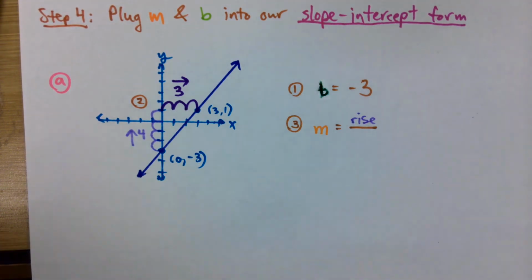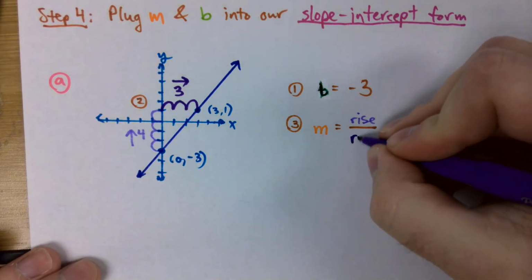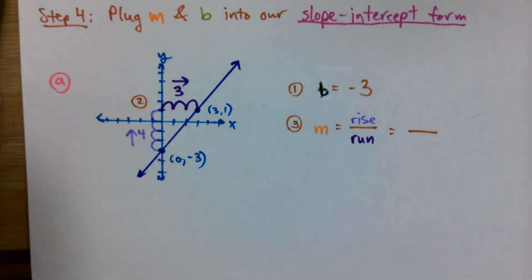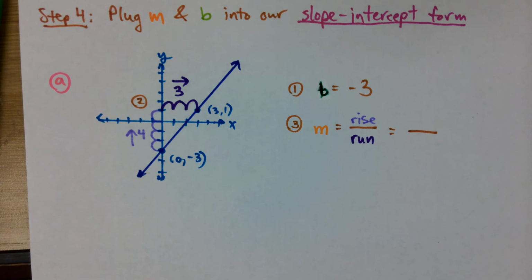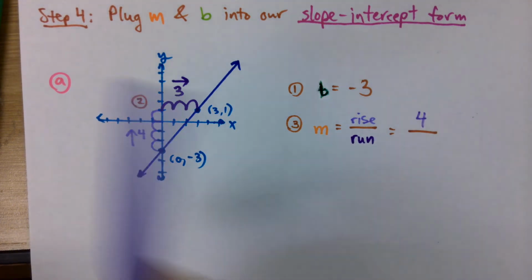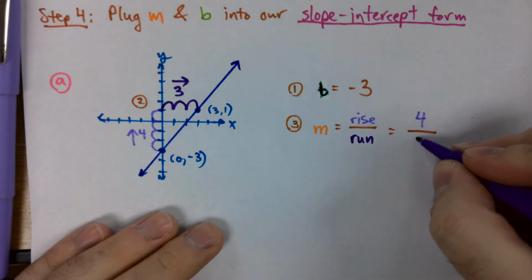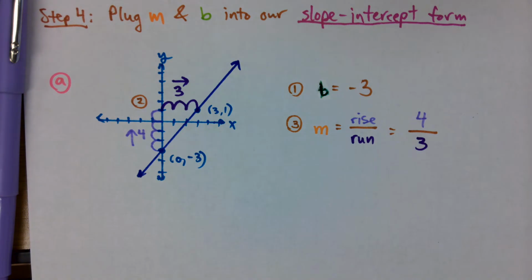Third step is we're going to put rise over run in a fraction. What was our rise again? What's our numerator going to be? +4. And what's our run? 3. So we got +4 over 3, and that's our slope.